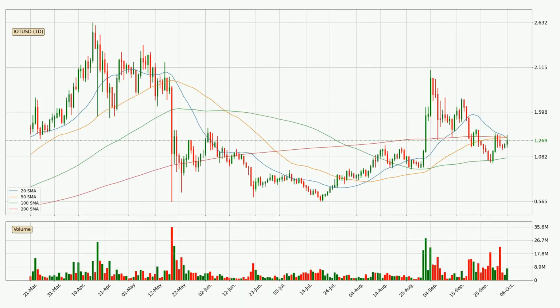Jumping to the daily simple moving averages, at the moment, the price is between the 100 and the 20 SMA. If the price bounces off the 100 SMA, which is currently at 1.07, it could be seen as a support, and the 20 SMA, that is at 1.3, could be perceived as a resistance to the upside.